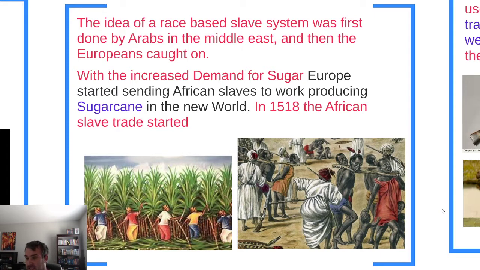And the first slave ships were sent to the New World, what is this, 502 years ago in the year 1518, and they started producing sugar cane in some of the tropical islands there.